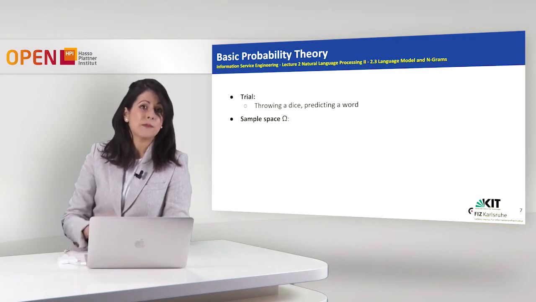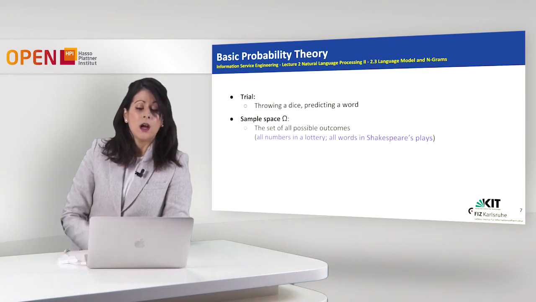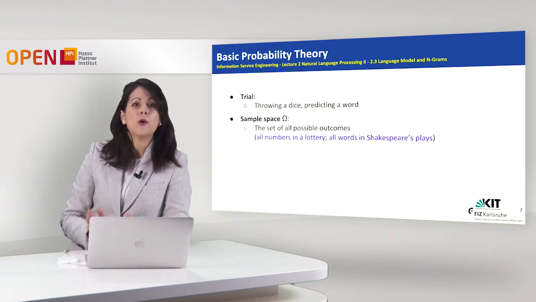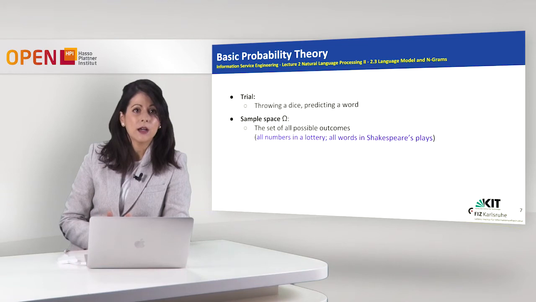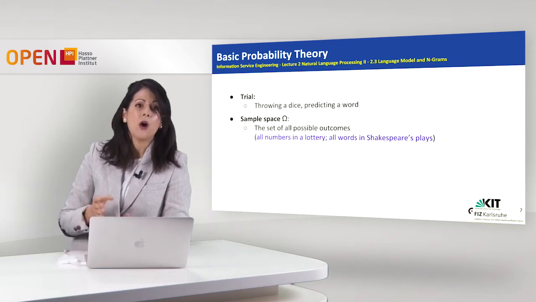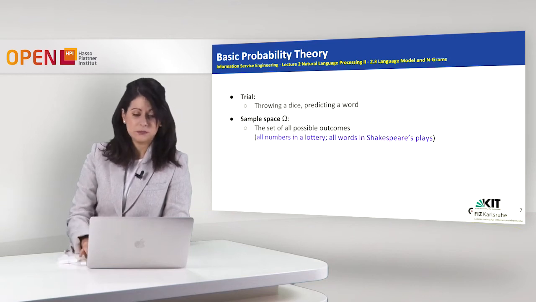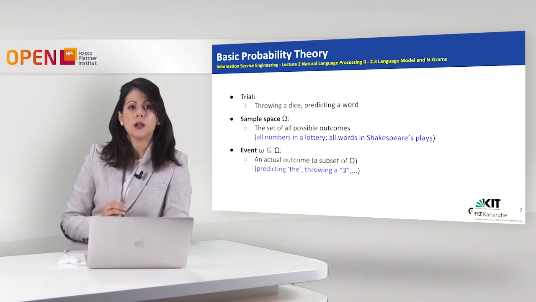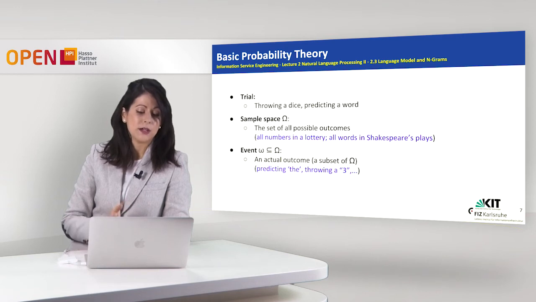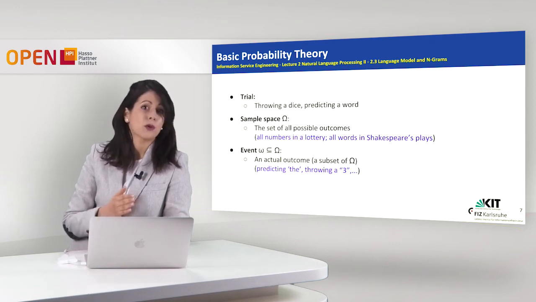Then comes the sample space omega, which is the set of all possible outcomes for a given trial. So given our examples, we can have all possible numbers coming from throwing a dice, or all words in a Shakespeare play, or all numbers in a lottery. And then there is the event. The event is an actual outcome, which is of course a subset of the sample space. So here an event would be throwing a 3 or throwing a 5 or predicting the word "the".